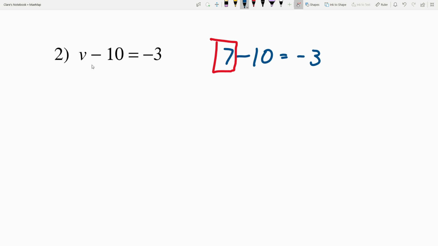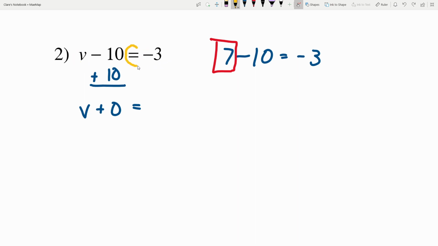So I have a minus 10 here, and in order to get rid of that, I'm going to add 10. So I'm going to do the opposite sign. Because this is negative, I'll add. If this was a positive, I would subtract, but we'll get to that later in the worksheet. So negative 10 plus 10 gives me 0. So v plus 0 is going to equal... now remember, whatever I do to the left-hand side of my equation, I need to do to the right-hand side.